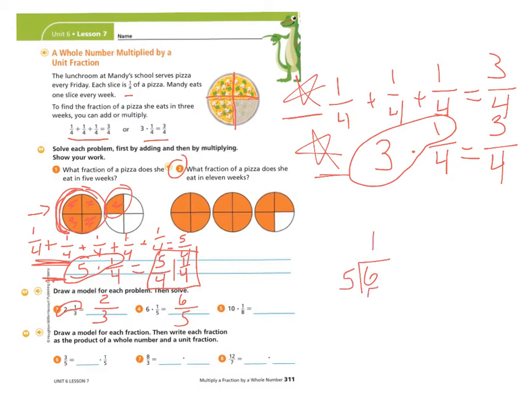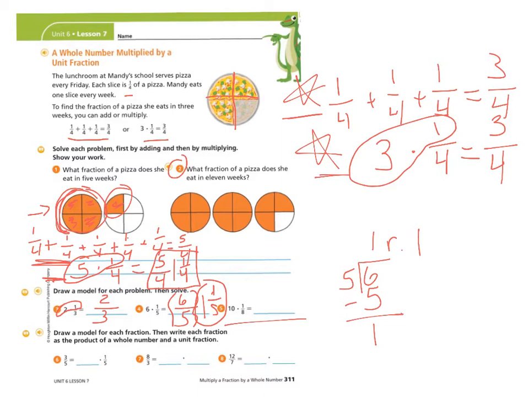5 times 1 is 5. You have 1 left over. So your answer would be 1 whole and 1/5. So you can write it as an improper fraction, which is 6/5, or you can write it as a mixed number, which is 1 and 1/5. Okay. You guys do number 5 on your own. Let me see what you get.